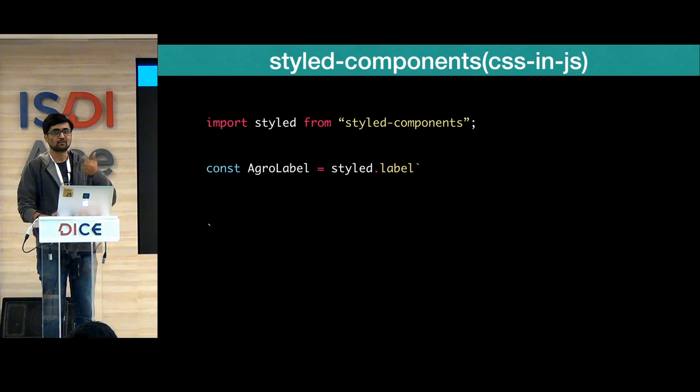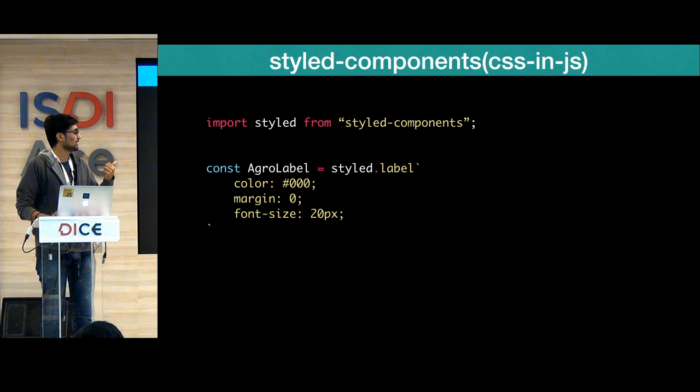And when we get out of that, there is AgroLabel, and that's a normal React component. So you can use it inside any other React component. Okay, so how do you write it? Say you want a label with color black, margin 0, and font size 26. This is how we have to write it. And AgroLabel is a normal React component, it's nothing new.